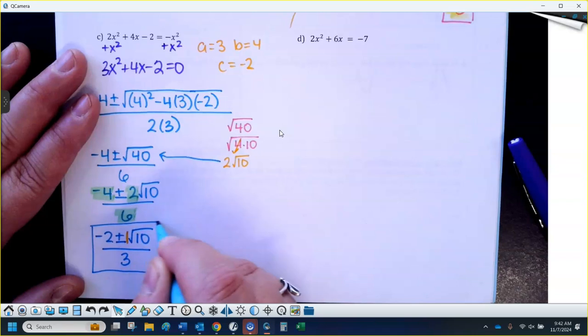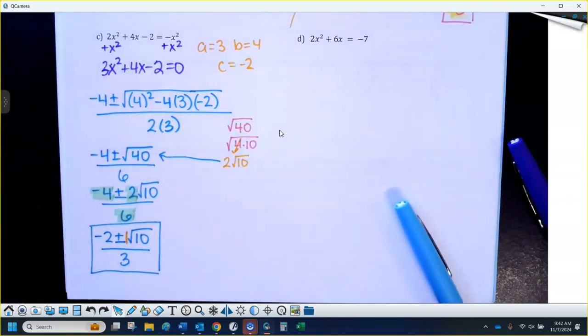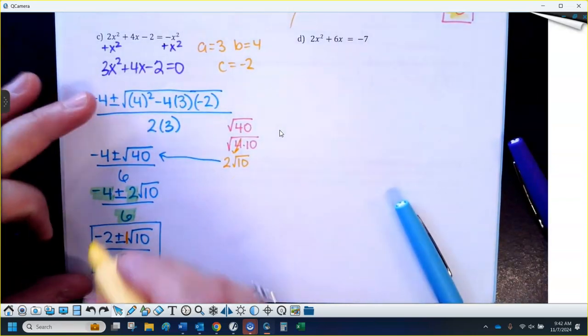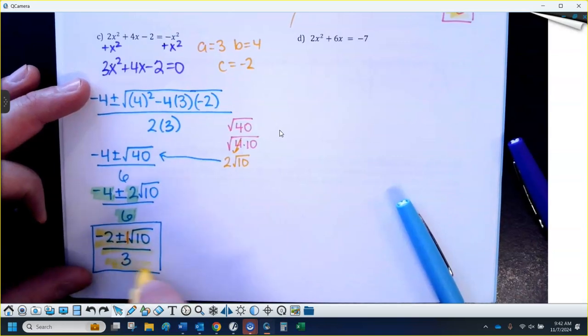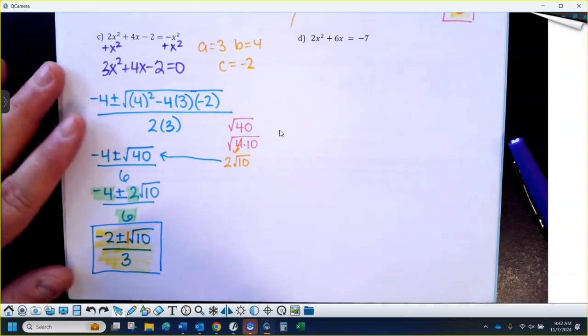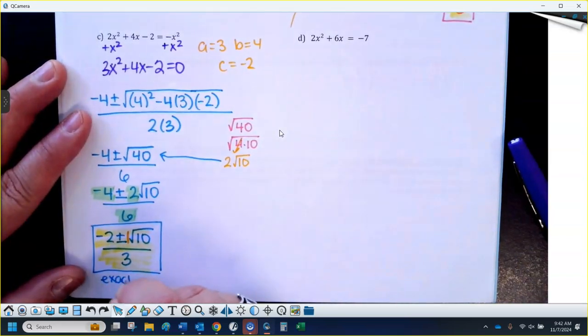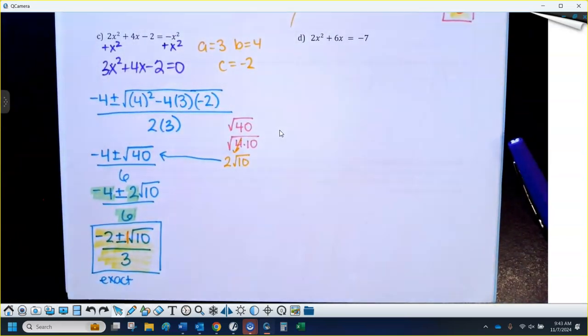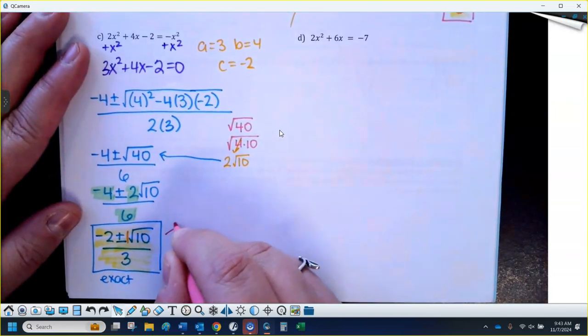All right, this is as far as we can go. And this is what we would call our exact solution, because this is exactly the answer. In this case, because we didn't have a perfect square, we can get what we call an approximate solution. Now, we're going to type this in the calculator.